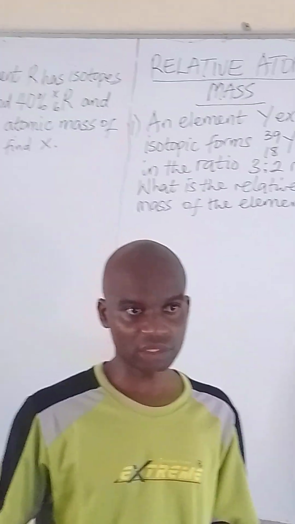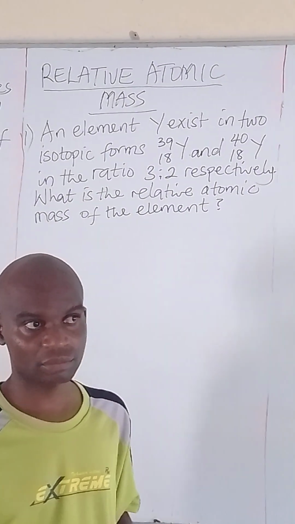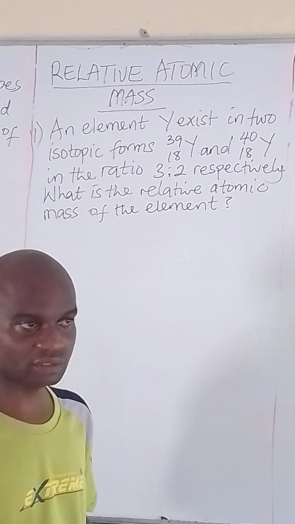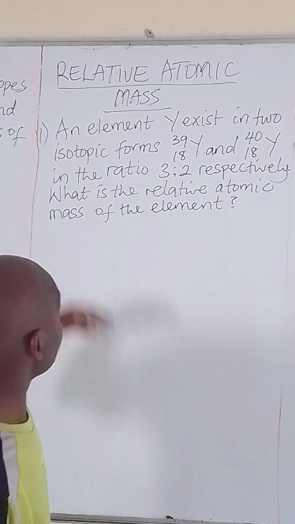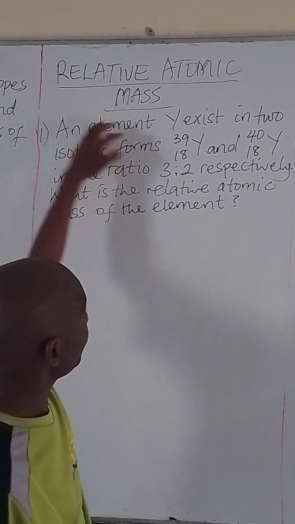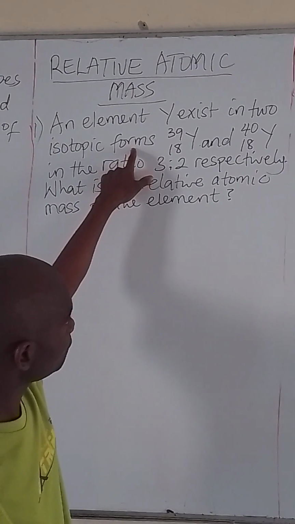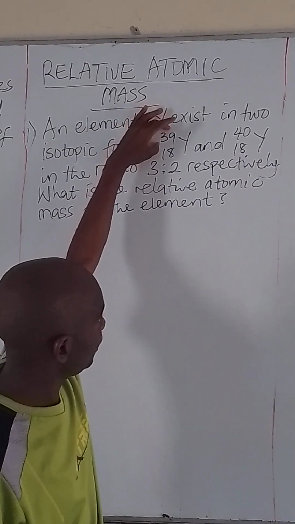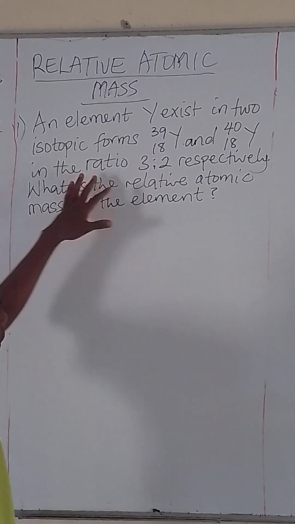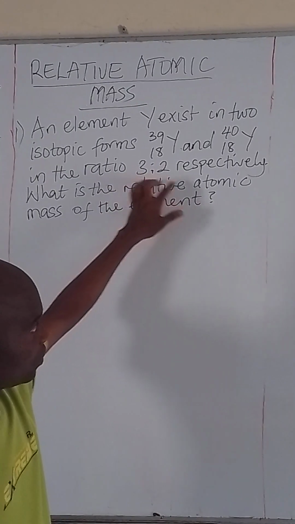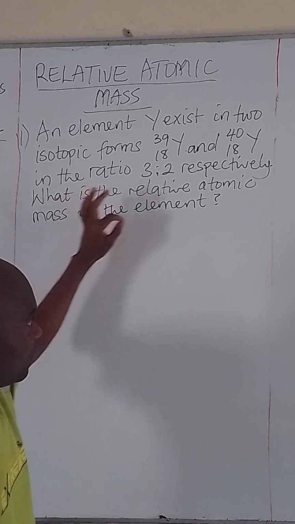Welcome to today's class. We are still handling calculations on relative atomic mass. Alright, we have an example on the board. An element Y exists in two isotopic forms, Y mass number 89 and Y mass number 40, in the ratio 3:2 respectively. What is the relative atomic mass of the element?